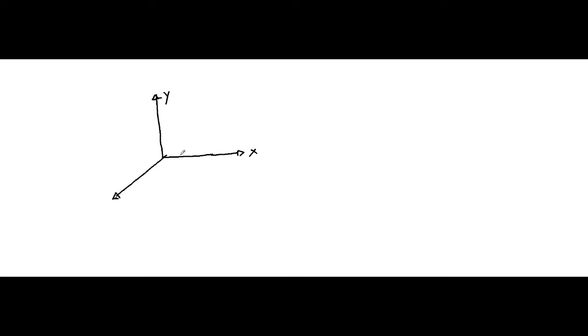Now we know i cap, j cap and k cap are the unit vectors in the direction of x, y and z respectively, and they all have unit magnitude and are directed along the x, y and z axis respectively. So in this video we'll be discussing the cross product of the unit vectors.